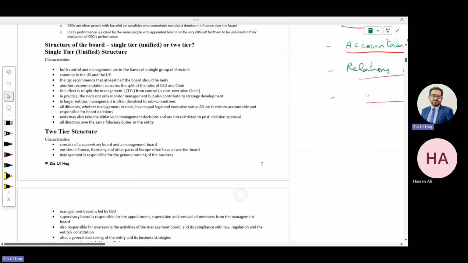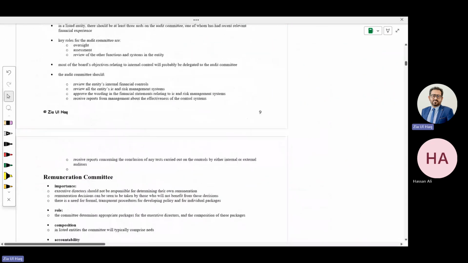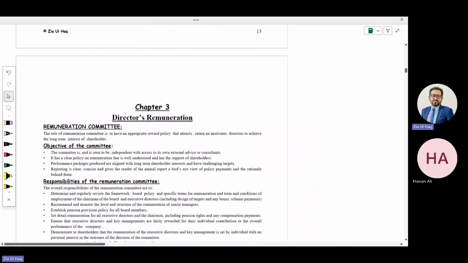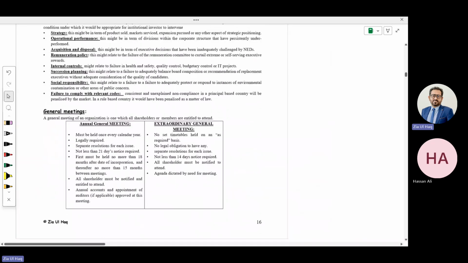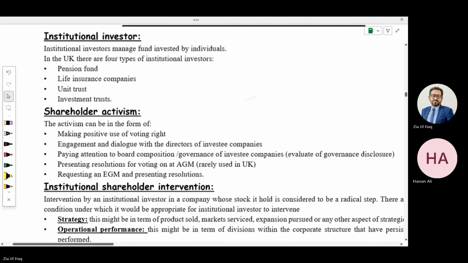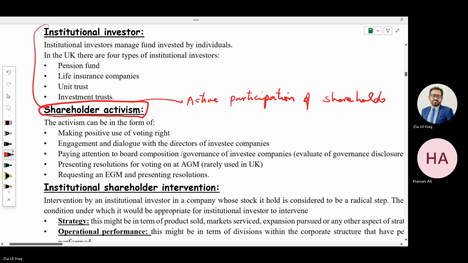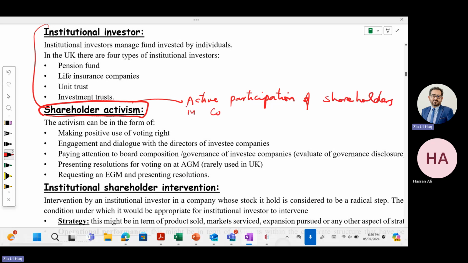Okay, from here, we are moving towards two small topics. Those are shareholder activism and institutional investors' intervention. Who are institutional investors? Detail is given here. There is a topic called shareholder activism. What is meant by shareholder activism? Active participation of shareholders in company affairs.